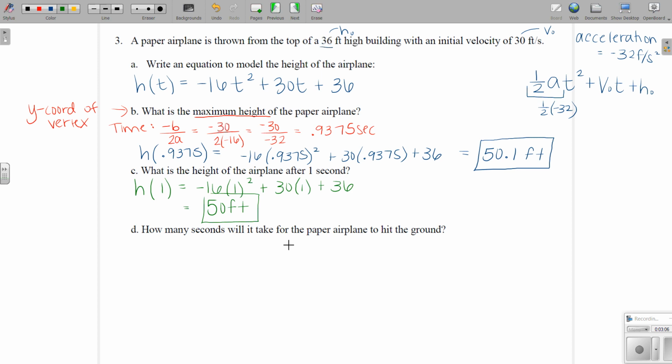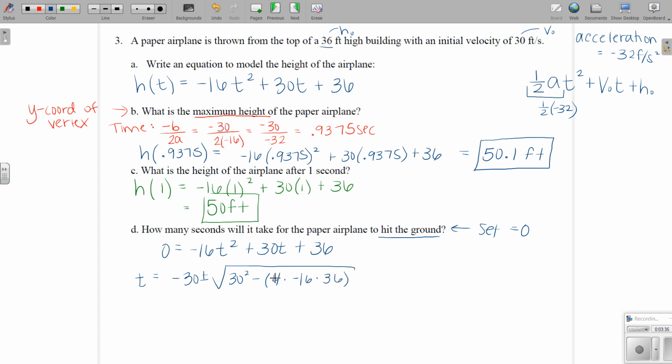How many seconds will it take for the airplane to hit the ground? Well, anytime we're looking for it to hit the ground, this is where we set it equal to 0, and then we solve. So 0 equals negative 16t squared plus 30t plus 36. If we use the quadratic formula, we're going to do negative b plus or minus the square root of b squared minus 4 times a times c, all of that divided by 2 times a.